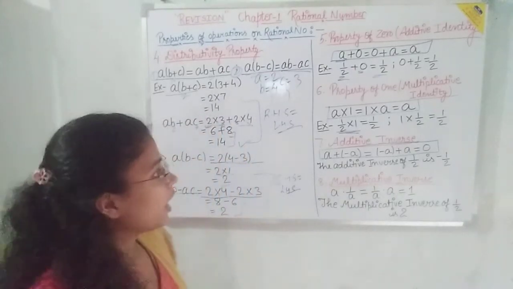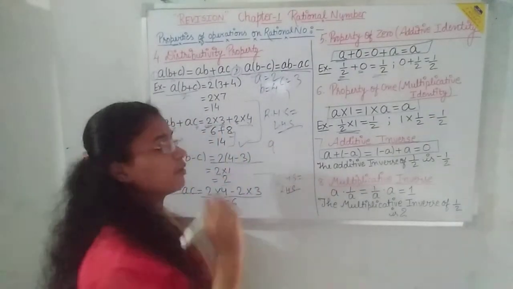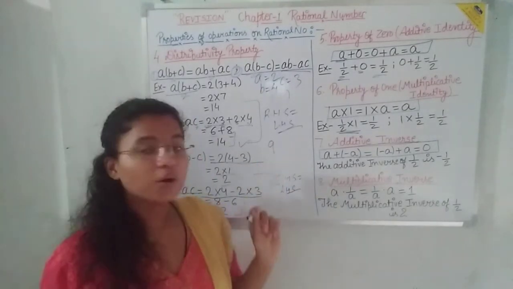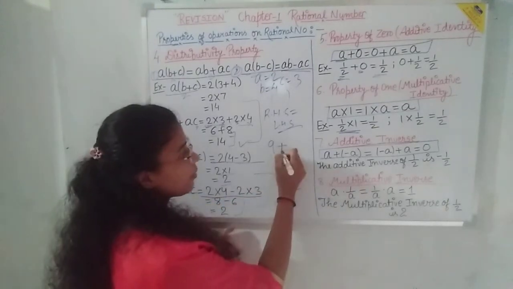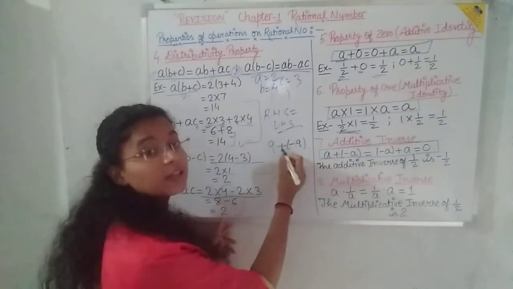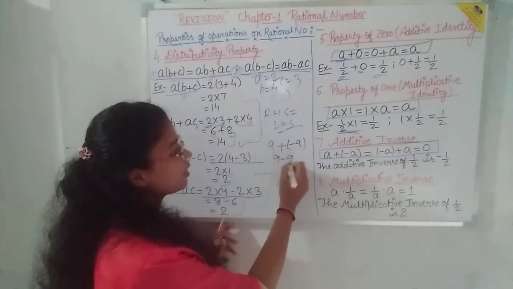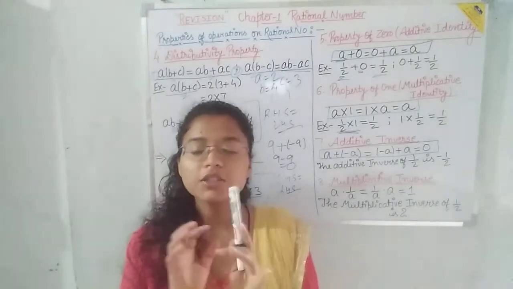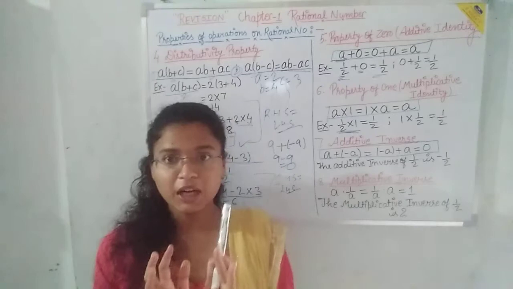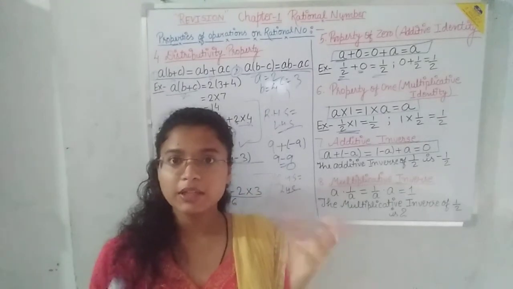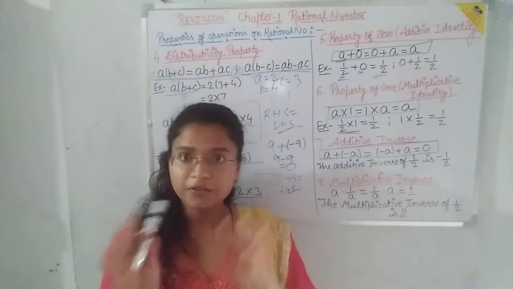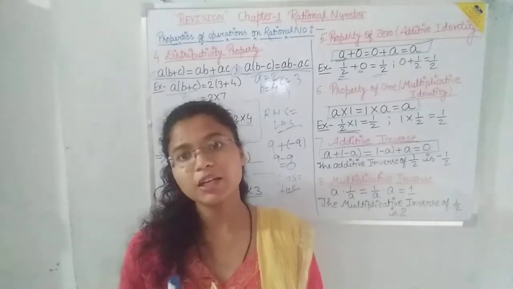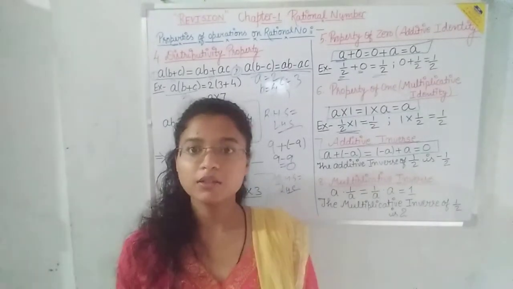Suppose I am asking, what is the additive inverse of 9? What number will you add to it to get the answer 0? Suppose I am adding minus 9 to it. So this plus and minus will become 9 minus 9, which will become 0. Meaning the additive inverse of 9 is minus 9. Just take a simple example: what is the additive inverse of 1? The additive inverse of 1 is minus 1. What is the additive inverse of 5? The additive inverse of 5 will be minus 5, because when you add them, you will get 0.